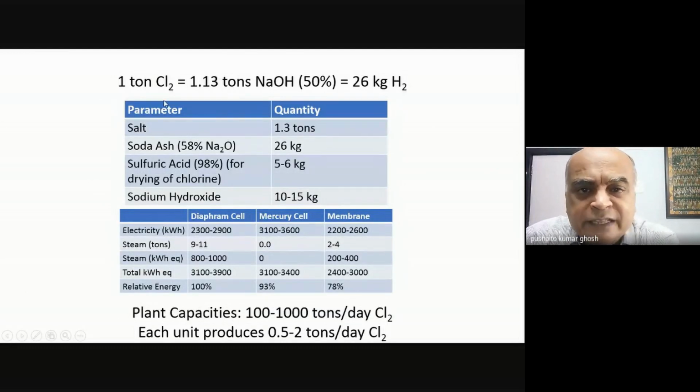One more, just like in the other cases, this is what you'll get: 1 ton of chlorine and 1.13 tons of sodium hydroxide, plus 26 kg of hydrogen, from roughly 1.3 tons of salt. I might ask you a question around E factor, and all of these are required, desirable products. So all of these will go into the product category, and then you can work out your E factor. You can see also, if I ask you how much is the electricity consumption, steam consumption, and so on, you can work out your total amount of power that you require in kilowatt hour for these kinds of units.